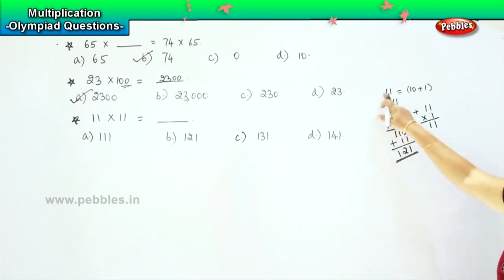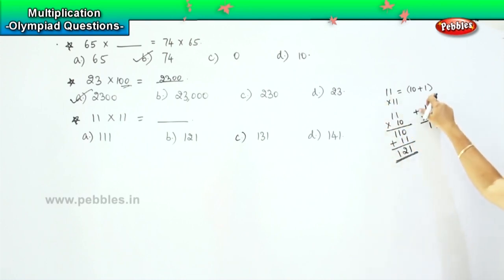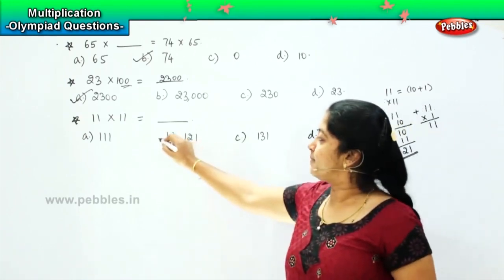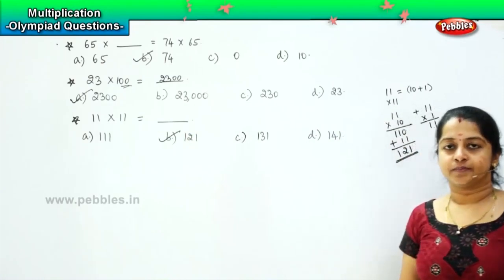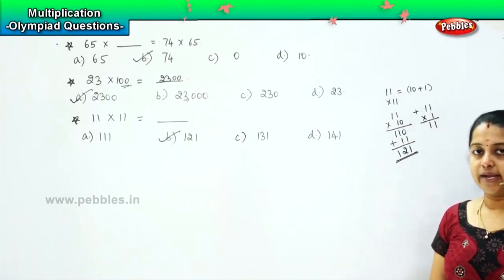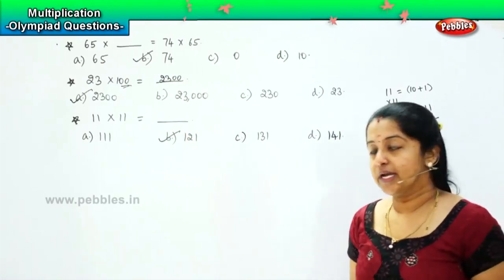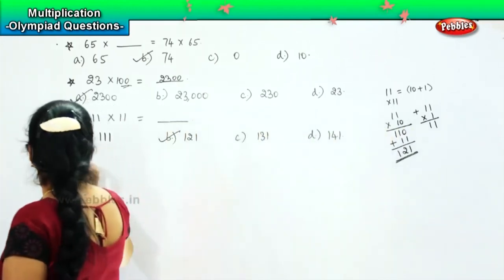So how we have done is, one of the 11 we have split as 10 plus 1. Clear? So what will be your answer? It will be option B 121. Fine? Shall we move ahead? Okay. So here is your next question.